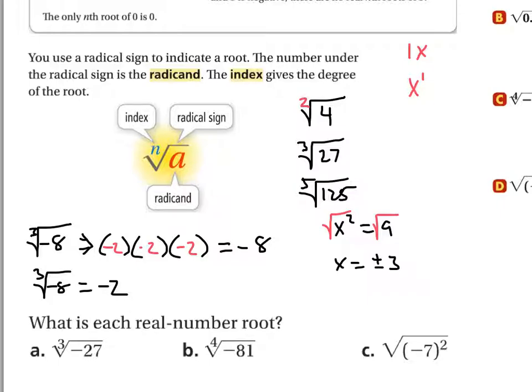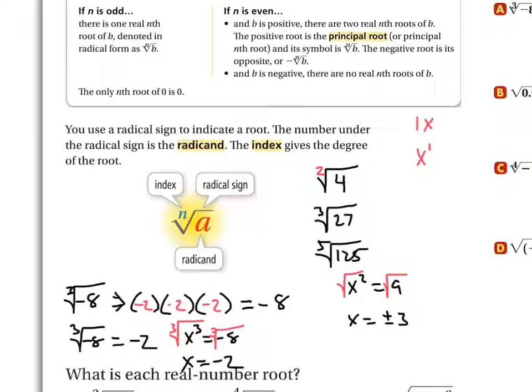Okay? But when you have an odd index, you only can get 1. If I said x cubed equals negative 8, and I went and took the cubic root of both sides, my answer is still going to be just negative 2, not plus and minus. There is only one answer for the cubic root of negative 8. Okay?